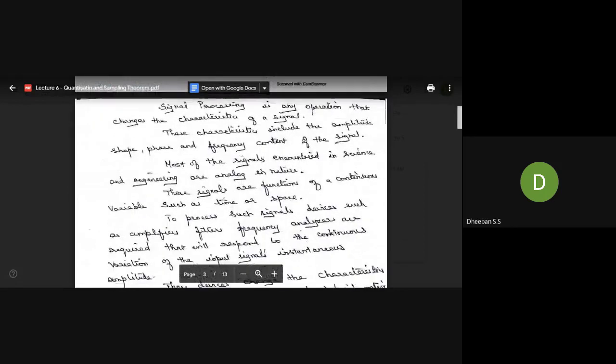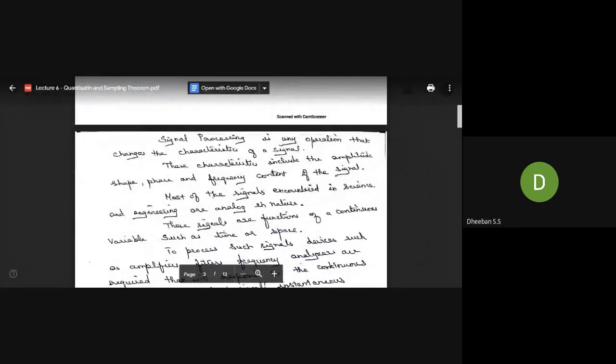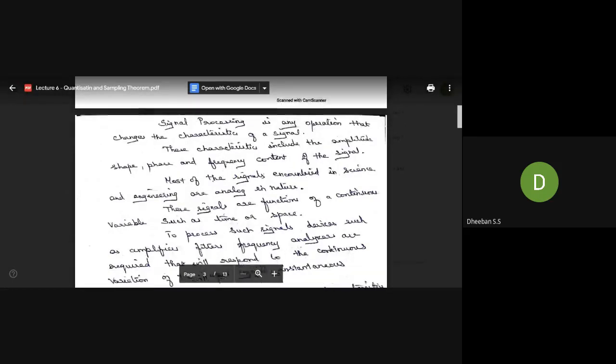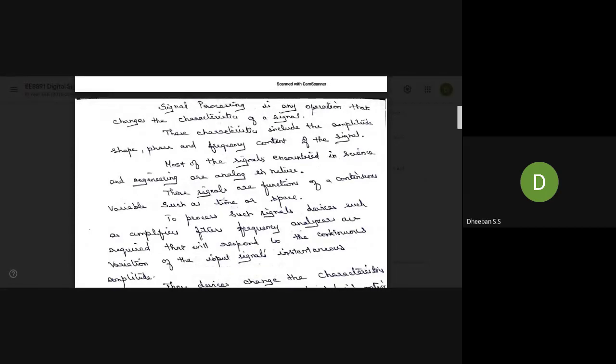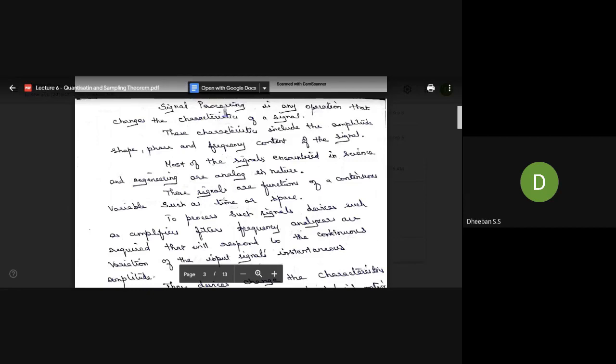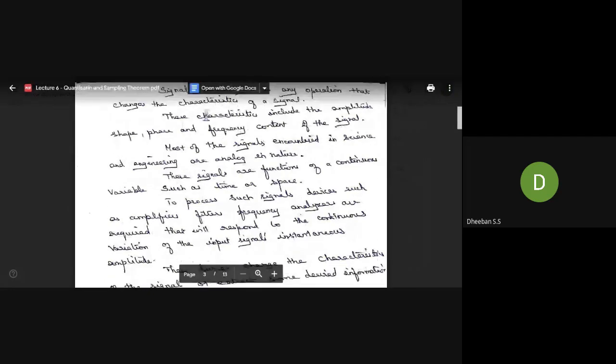So the same thing that I have dealt with, the representation with respect to your diagram in Paint. In Paint I have shown, right? So signal processing means what we have seen. It is nothing but any operation that changes the characteristics of the signal. In general, your analog signal gets transformed into a digital signal. So that's what they are implying. Here the characteristics include shape, phase, and frequency.